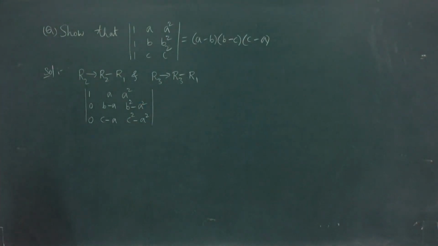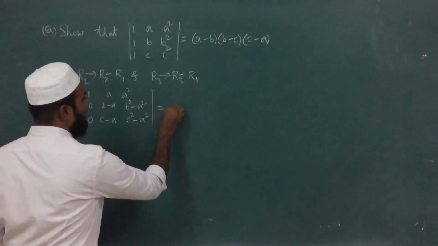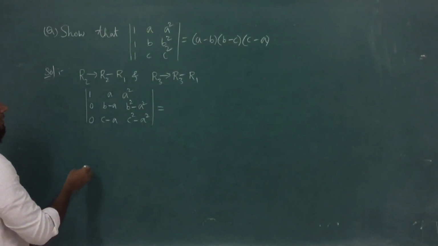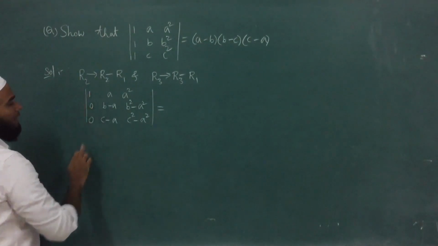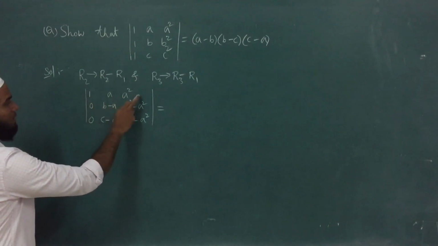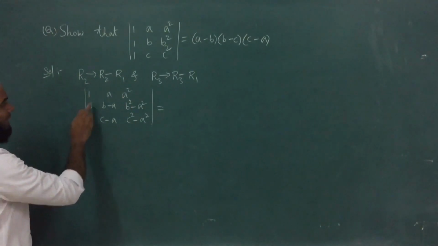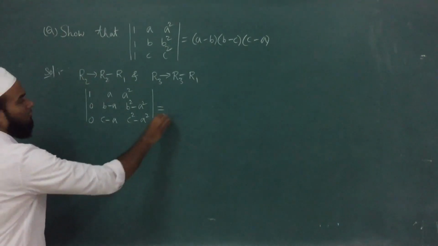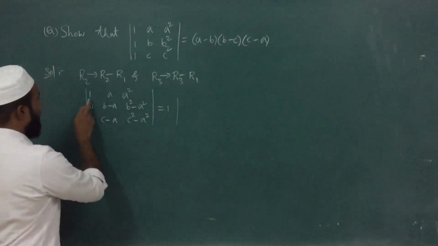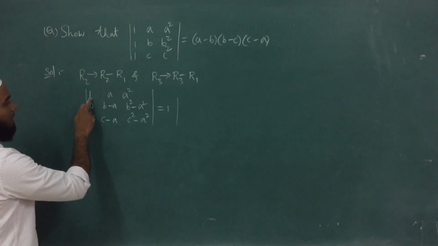Now we have to evaluate this determinant. We can evaluate it by expanding, either by this row or this column. I will expand by this column because 0, 0 is there. Then what will happen? 1 into the minor of 1.